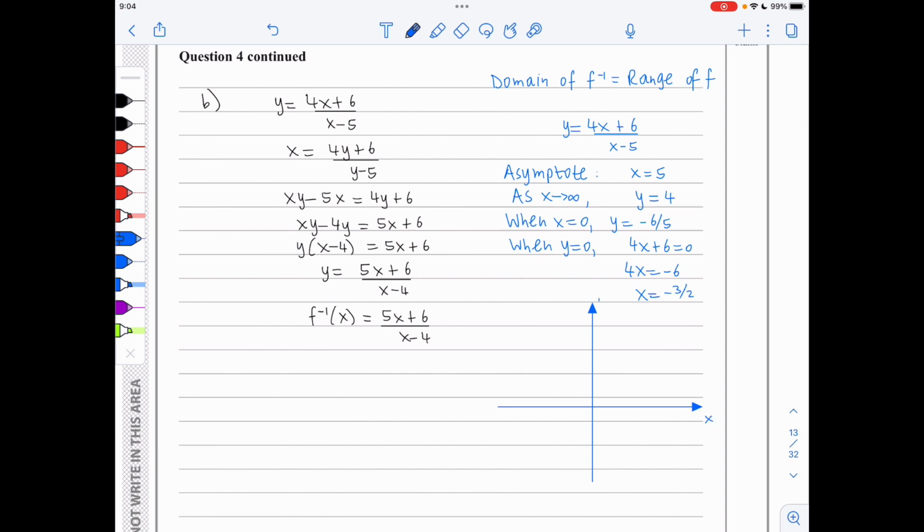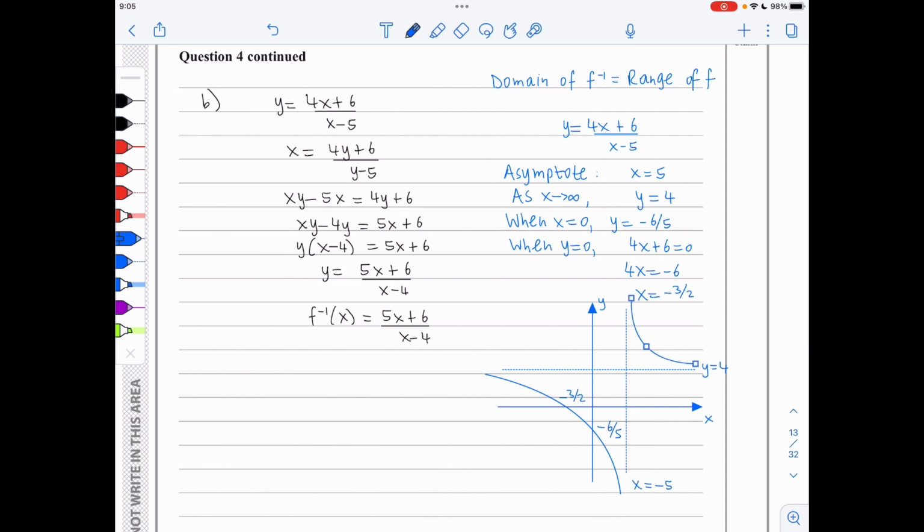So we had an asymptote at x is 5 and an asymptote at y is equal to 4. So this is y is 4, this is x is 5. We've got cuts on the negative y and the negative x-axis, so it will look something like this. So this is the minus 3 over 2, this is the minus 6 over 5, and similarly we've got this part here.